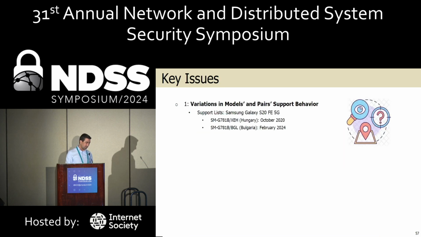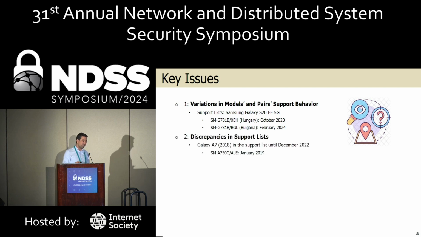Throughout this research, we identified some key issues that could be immediately fixed by OEMs. For example, there are significant variations in support models and pairs' support behavior. For example, these 2 pairs that are used in neighbor countries have the same model, but one of them stopped receiving security updates in October 2020, while the other one is still receiving security updates as of today.